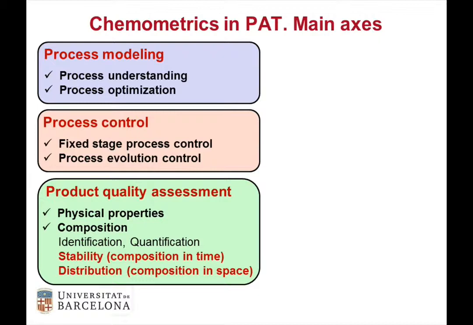Then, of course, when it is about process control, sometimes we want to detect some particular stages in our process, like an endpoint, for instance. And sometimes we simply want to be sure that the process is evolving in the right direction. And finally, for product quality assessment, we want to know the right physical properties of the product. We very often focus on composition, but we go well beyond the classical idea of what I have in my sample and how much, to know other things, like how my composition can stay stable in time, or how my composition can change in space, how my compounds distribute in my sample.